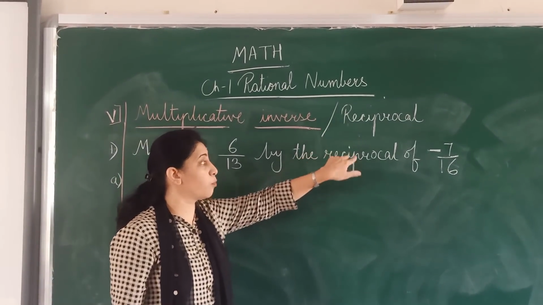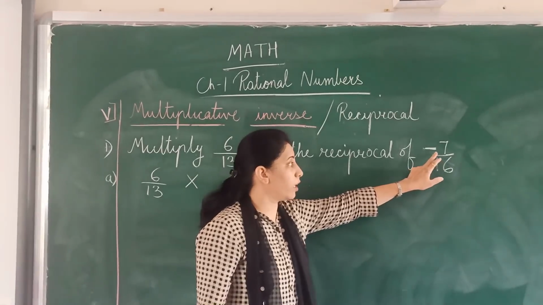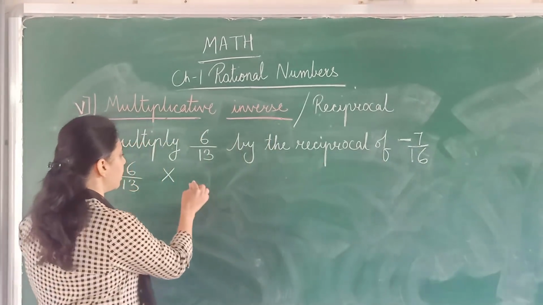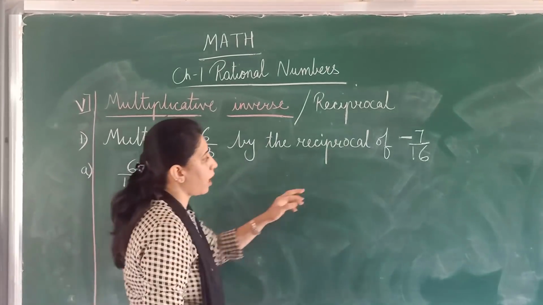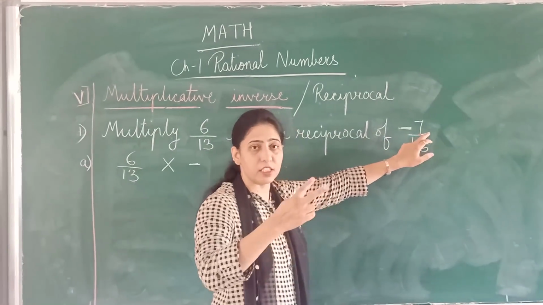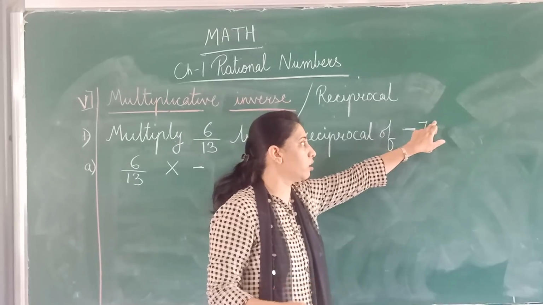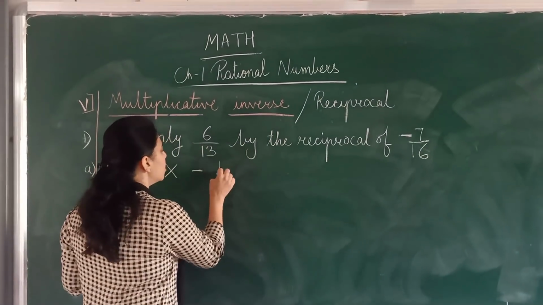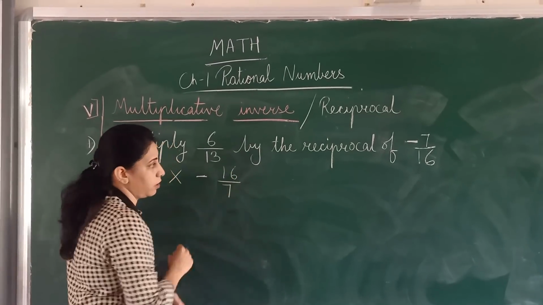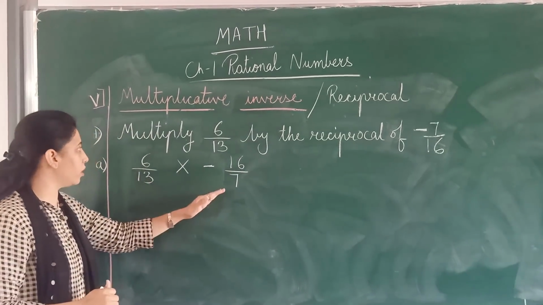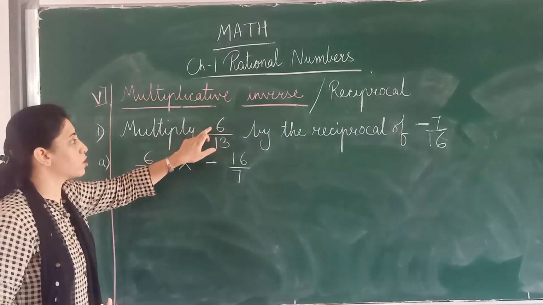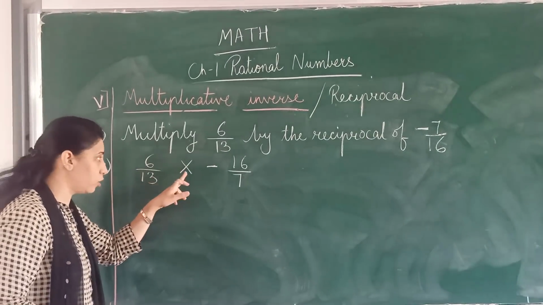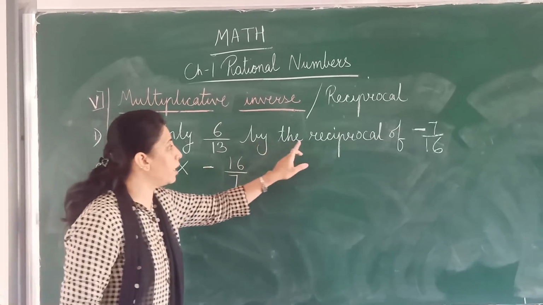What does reciprocal mean? You know how to write down the reciprocal of minus 7 upon 16. So I will keep the minus sign as it is here, and only 7 and 16 are reciprocated. So 16 will go in the numerator place and 7 will come in the denominator place. So 16 upon 7. Understood how I have written this? Multiply 6 upon 13, so write 6 upon 13 first. Multiply, write down the multiplication sign, by the reciprocal.